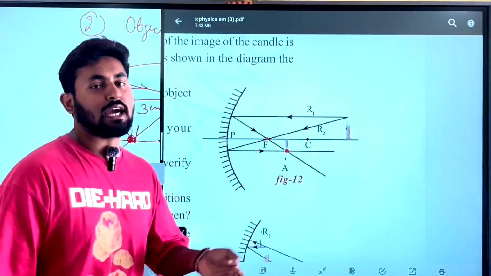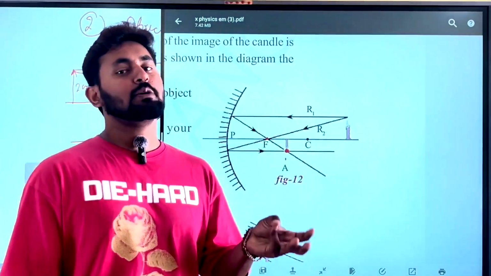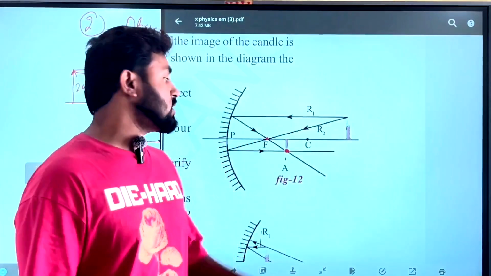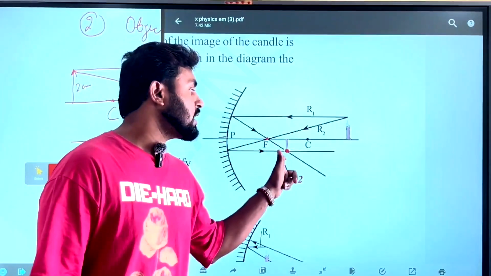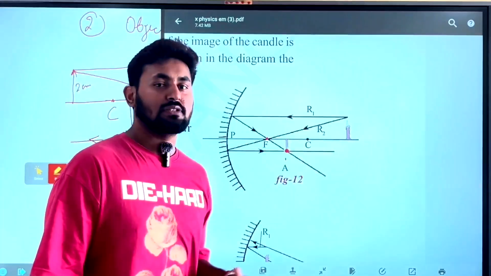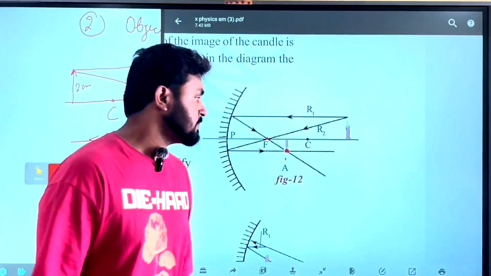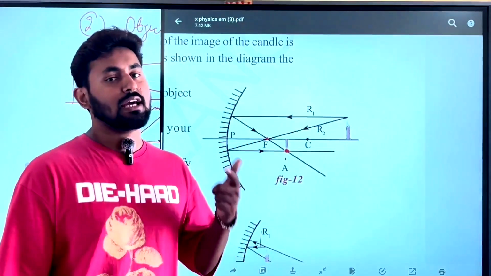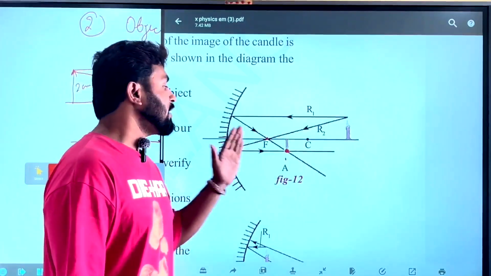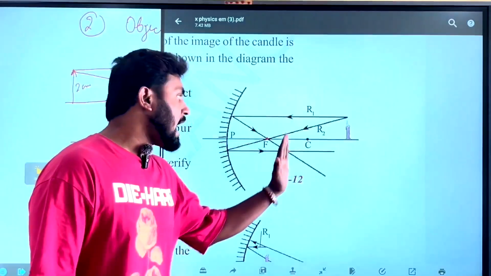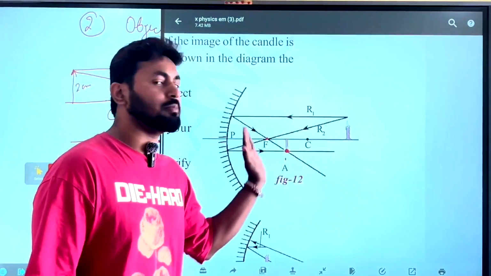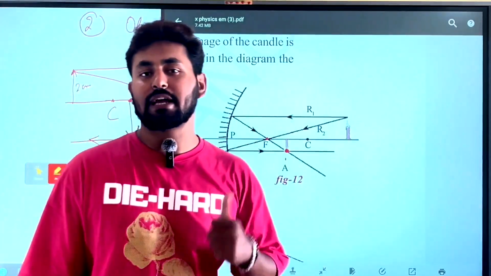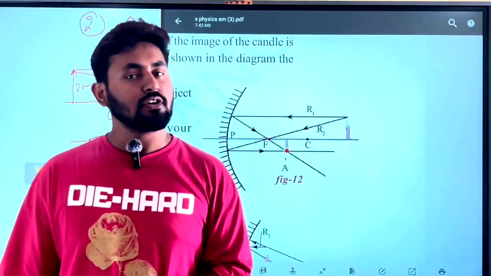The first characteristic you should write is where the image is getting formed. Image is between focus and center of curvature. What is the size of the image? Size of the image is smaller than the size of the object. That's why we will use the word diminished. Now, what is the nature of the image? Nature of the image is real and inverted. Now, the object and the image are on the same side of the mirror. These are the points that you need to include while writing the characteristics of the image.